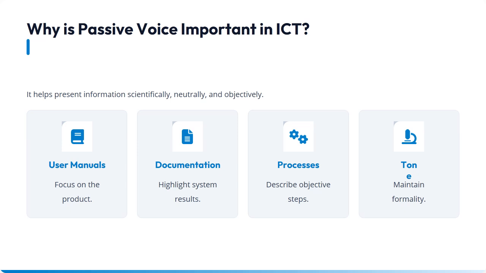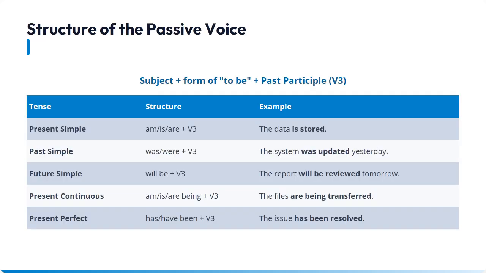So, why is passive voice important in ICT writing or speaking? It helps present information scientifically, neutrally, and objectively, without any personal inclusion, opinion or emotion. It can be used in manuals to focus on the product, and in documentation to highlight the system results. It describes processes objectively step by step, and it helps to maintain a formal tone. That is to say, it can be used in written instructions or in emails as well.